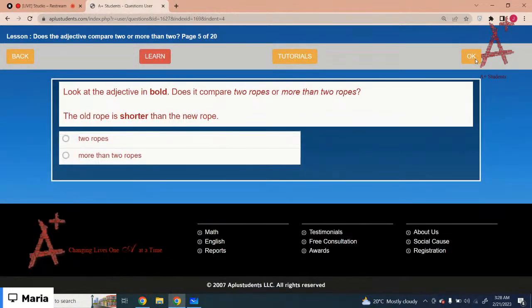The old rope is shorter than the new rope. So again, you have shorter. You have an er with the adjective. Got it? So if you have an er with the adjective, that means that is a comparison between two places or things. Got it? So it would be two ropes.